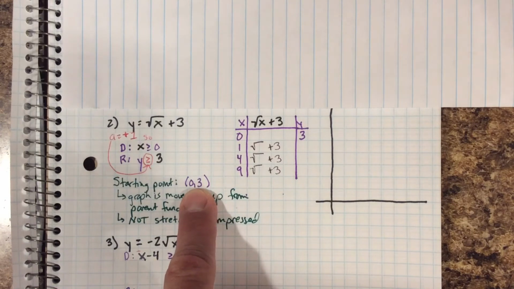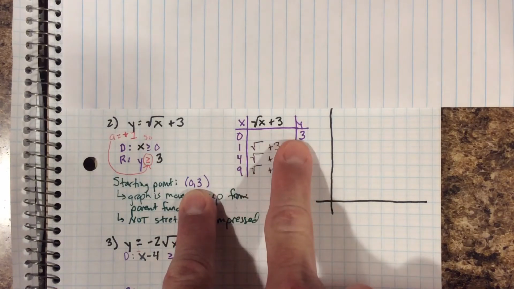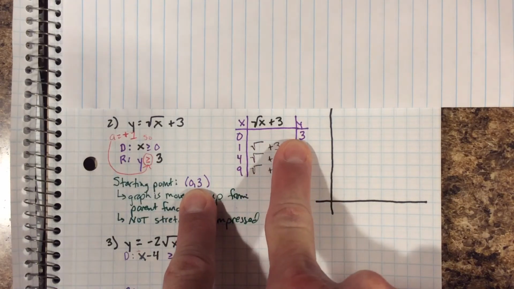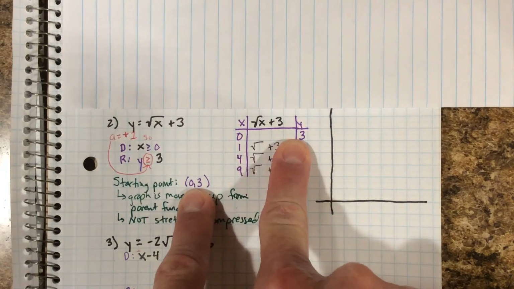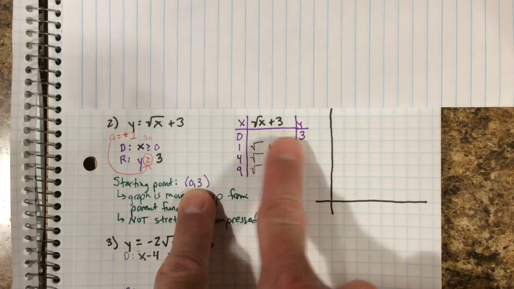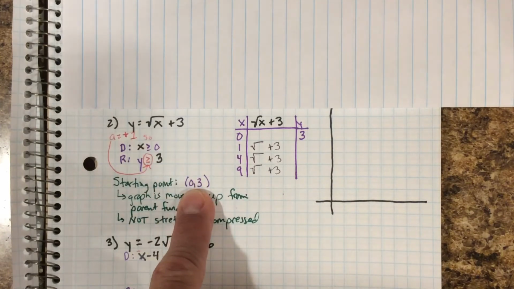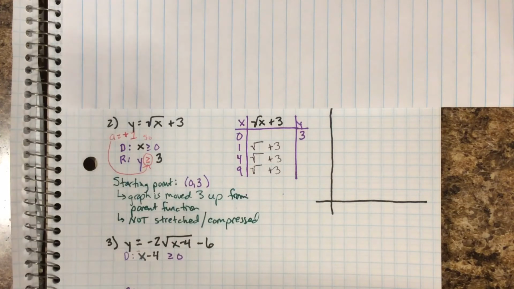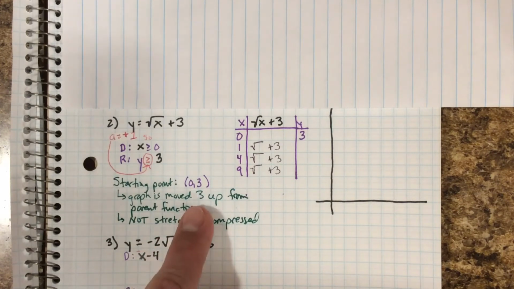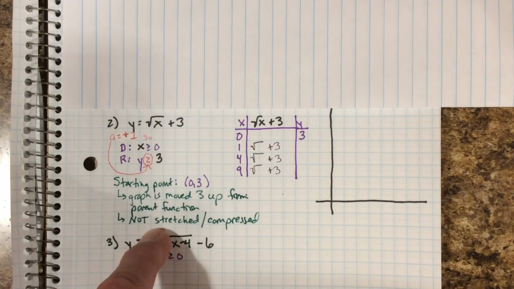of 0, 3. You'll notice in the table I wrote 0, 3, but there's no math problem written there because I don't need to do a math problem for that one. That information I could glean directly from what I was given. Sometimes you can, sometimes you can't. The starting point, again, tells me how the graph compares to the parent function. Well, this graph has moved 3 up from the parent function, but because a is positive 1, it is not stretched, nor is it compressed.